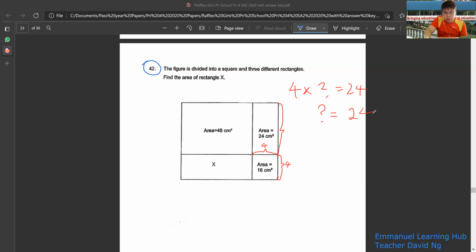24 divided by 4. This is my question mark. So 24 divided by 4 equal to? 6. Okay, 24 divided by 4 is 6. Now you have the length. This is 6. Can you tell me what is this length here?